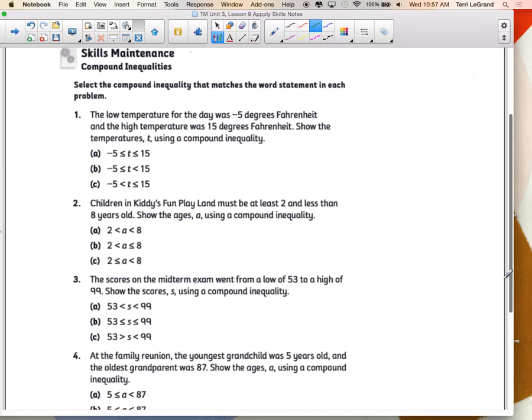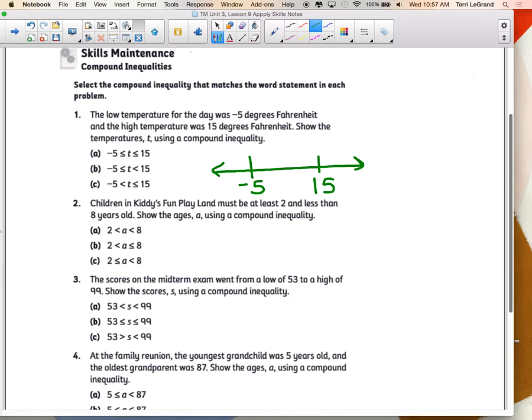Select the compound inequality that matches the word statement in each problem. Well, guess what I'm going to suggest we do? Graph them. So let's just get ready. The low temperature for the day was -5 degrees Fahrenheit, and the high temperature was 15 degrees Fahrenheit. Show the temperature T using a compound inequality. So, sounds like our endpoints are -5 and 15.